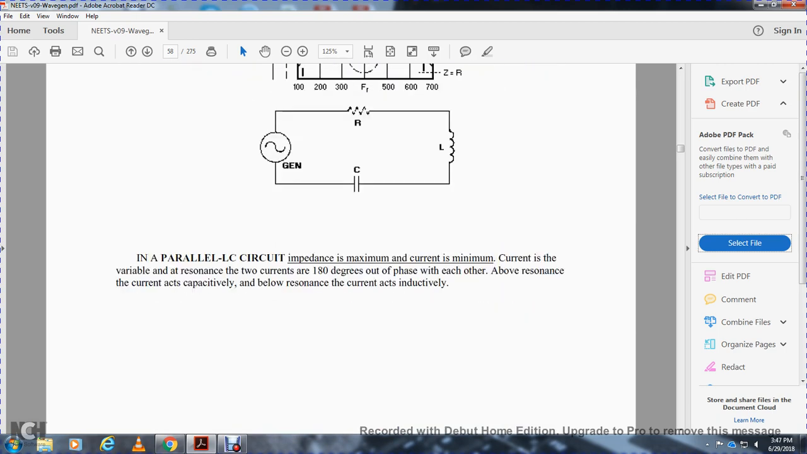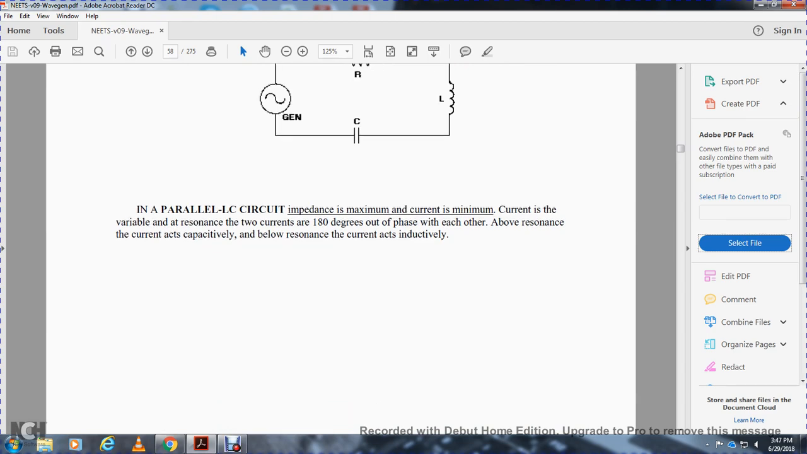In a parallel circuit, the impedance is a maximum and the current is a minimum. The current is the variable. At resonance, the two currents are 180 degrees out of phase with each other. Above resonance the circuit is capacitive. Below resonance it acts inductive.